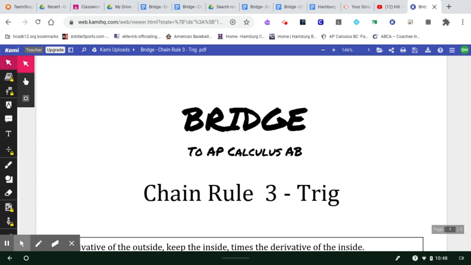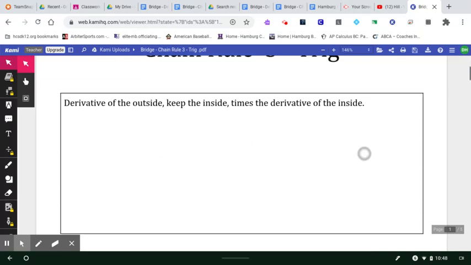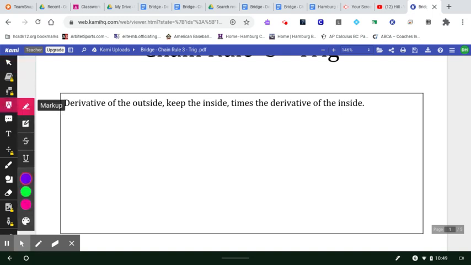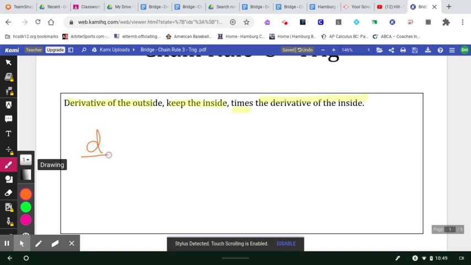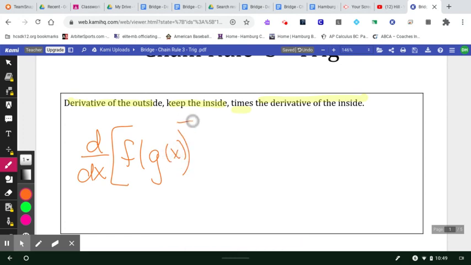All right, so we're going to tackle another piece of the chain rule that involves trigonometry today. I just want to stress that every time we're using the chain rule, we're saying derivative of the outside, keep the inside, times the derivative of the inside. And again, I'll go over the notation. They're going to use something like f of g of x, because you can see that g of x is inside f of x.